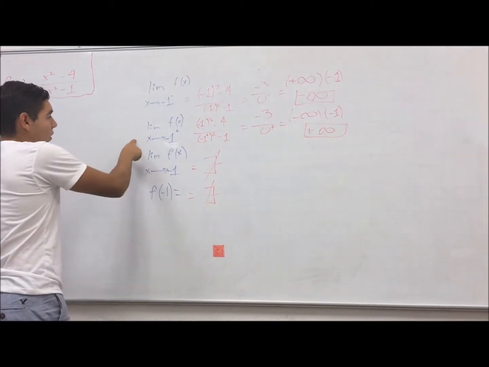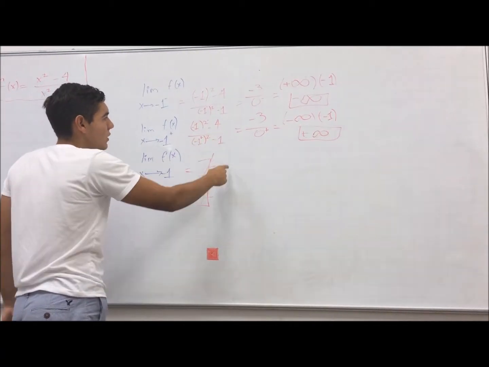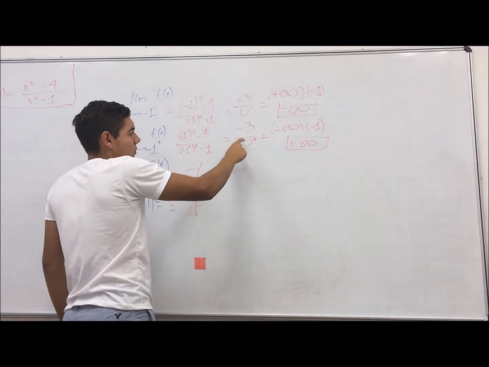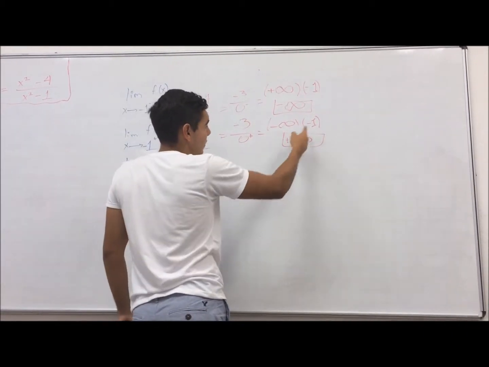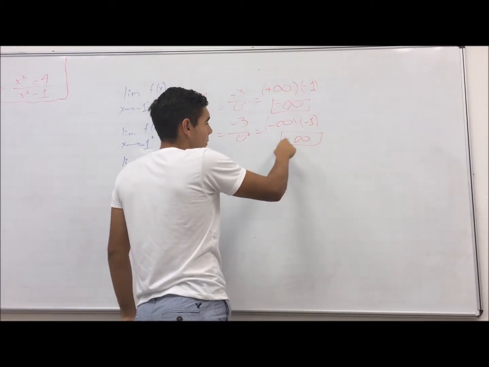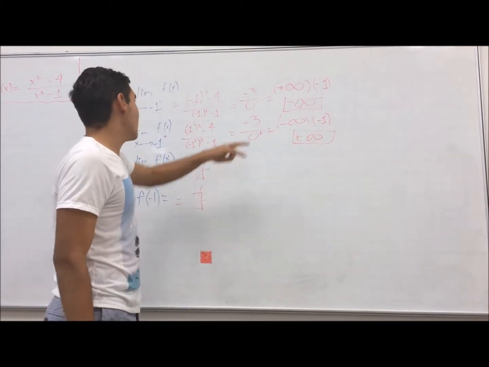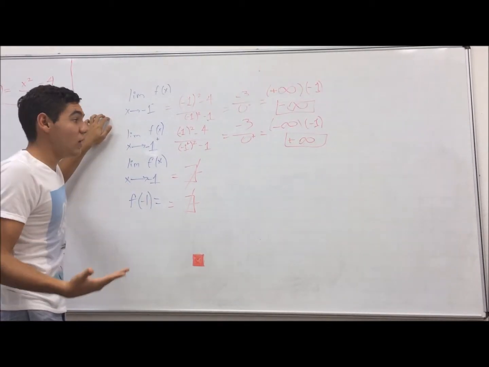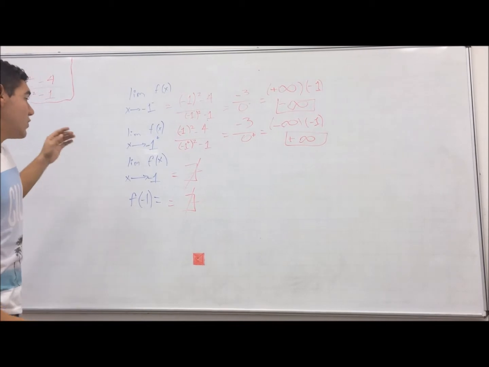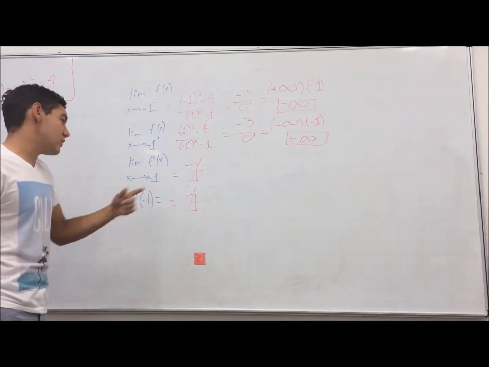Then we are going to do the same, but from the positive side. Minus over plus is going to be minus, but then we multiply again times -1, that is going to give us plus infinity. And here we have two different limits, when it's on the left and when it's on the right. So the general limit when x is -1 does not exist.